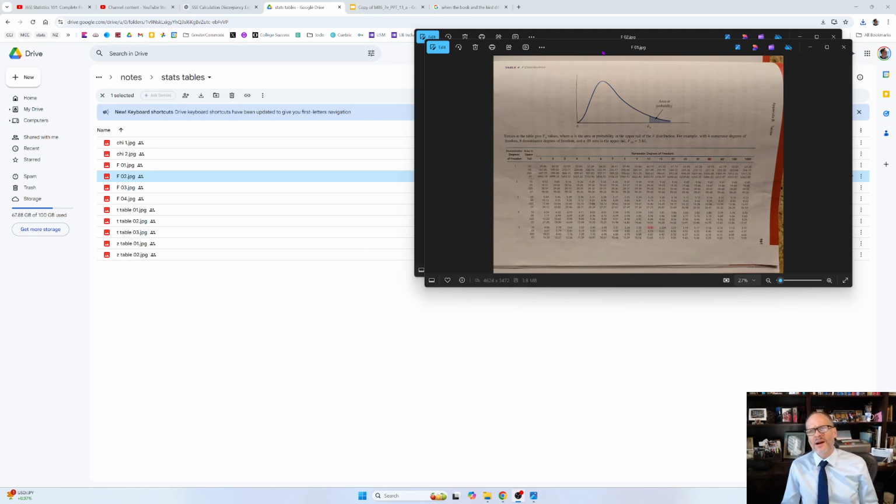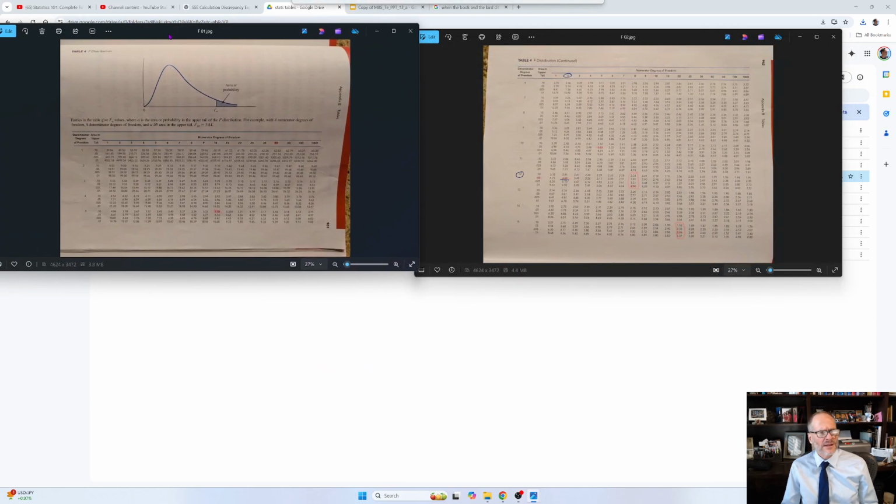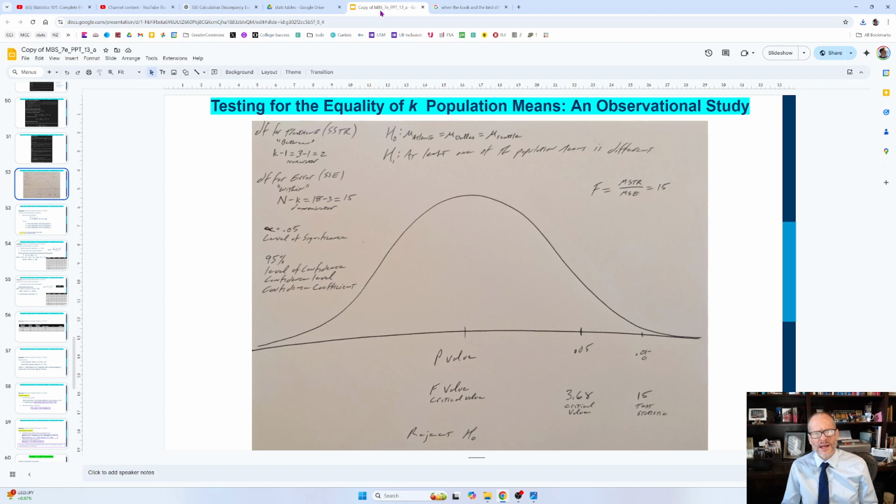Okay, so here are our F tables, and there's the one on the left that gives you the probability distribution, and here's the one on the right. I'm just going to bring these down over here. If we look up 0.05 and our degrees of freedom for treatments, which is the numerator, and treatments are between, you can see the notation there. We have 2 degrees of freedom in the numerator, and the degrees of freedom for the denominator is the within, the DF for error, and that's going to be 15.